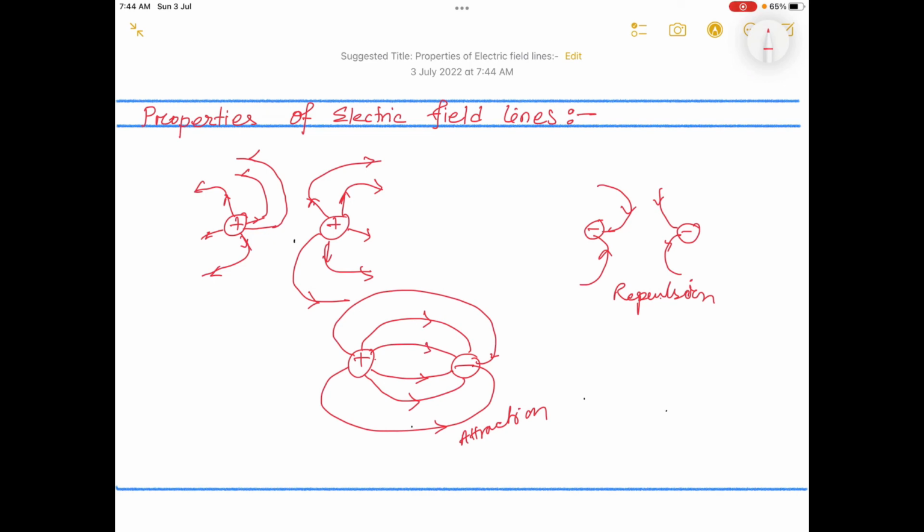So this is all about electric field and electric field lines. In the next class, we are going to discuss the electric dipole moment, and how a dipole behaves in external electric fields. Those topics will be discussed in the next video.